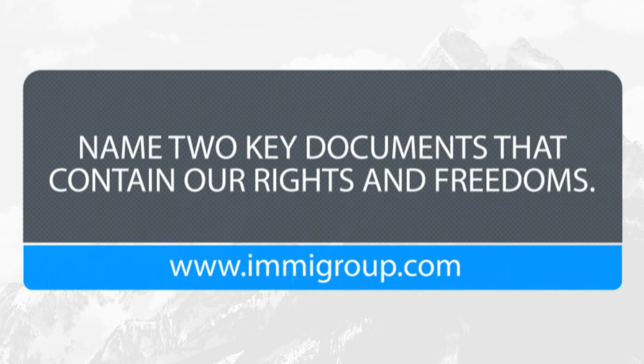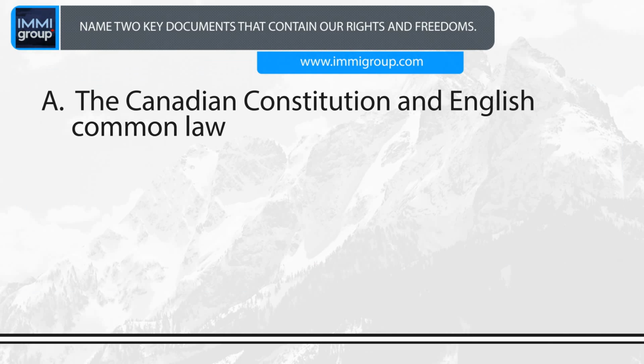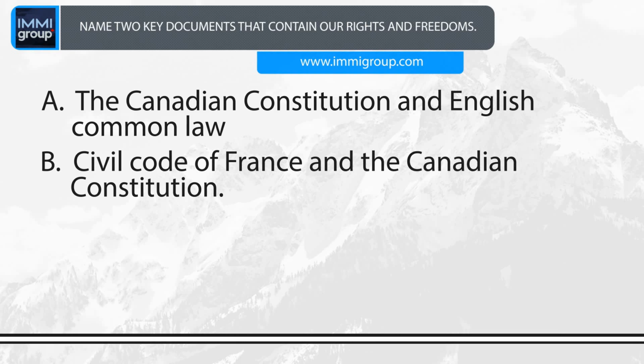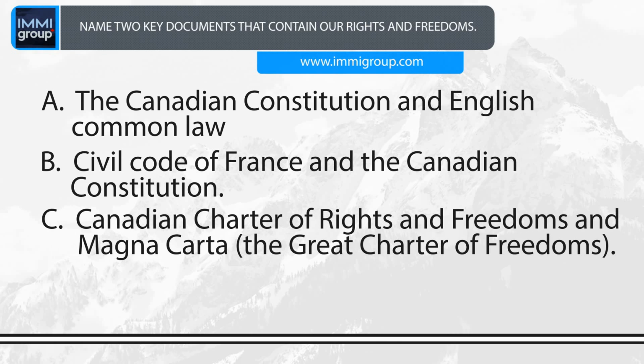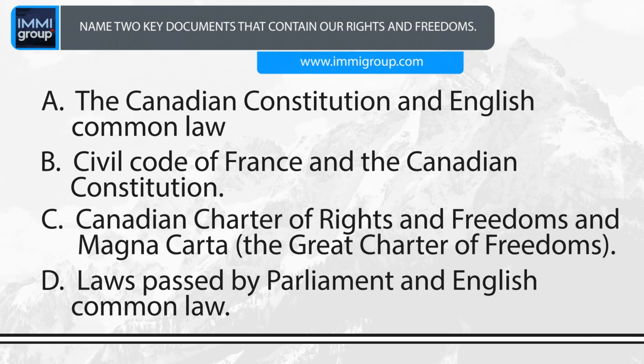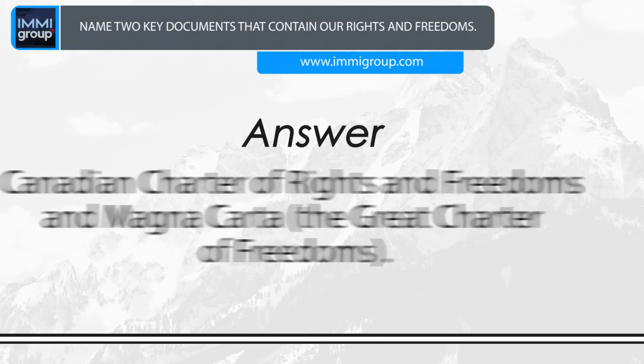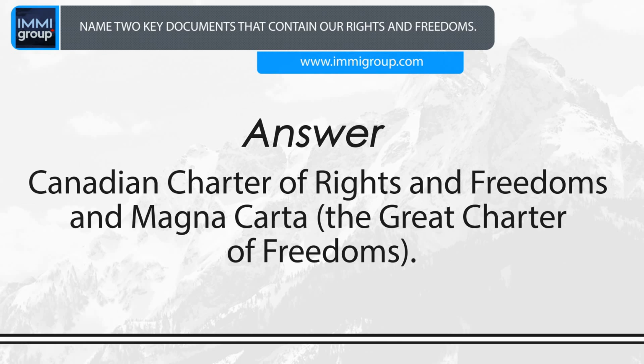Name 2 key documents that contain our rights and freedoms. A. The Canadian Constitution and English Common Law. B. Civil Code of France and the Canadian Constitution. C. Canadian Charter of Rights and Freedoms and Magna Carta, the Great Charter of Freedoms. D. Laws passed by Parliament and English common law. Answer: Canadian Charter of Rights and Freedoms and Magna Carta, the Great Charter of Freedoms.